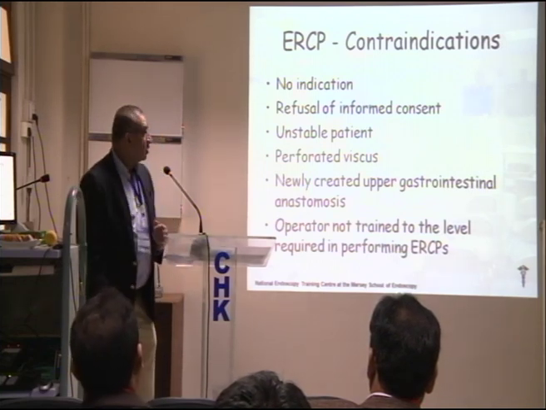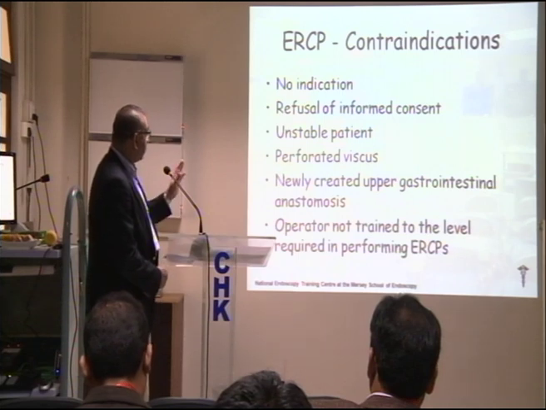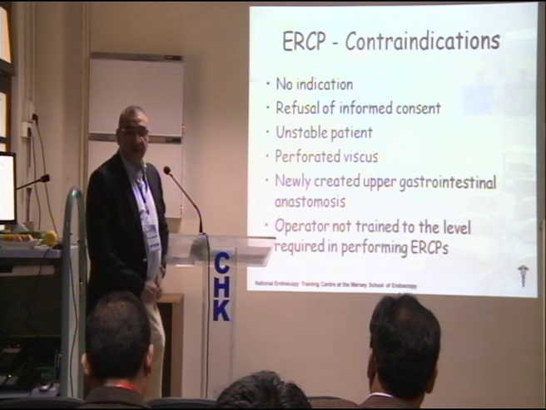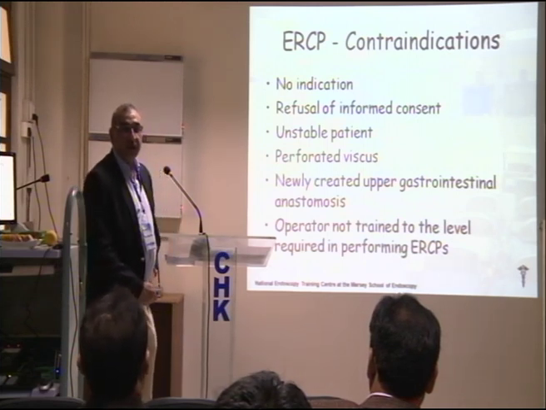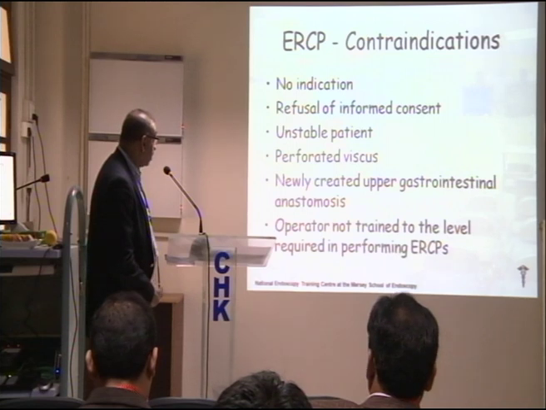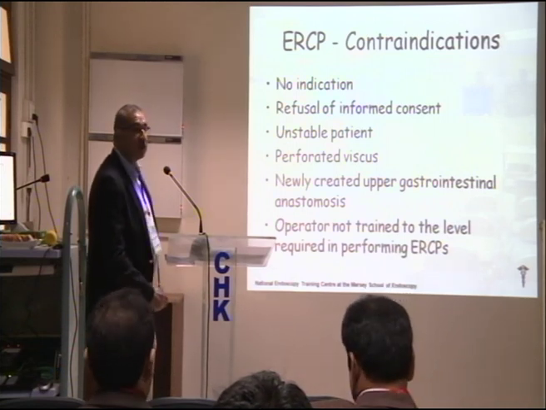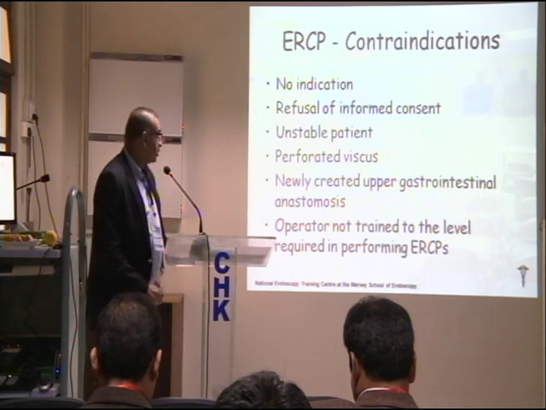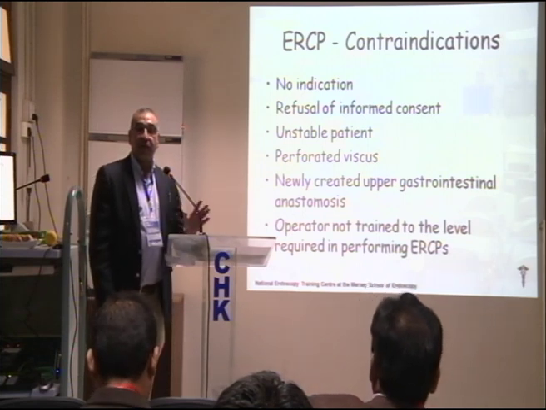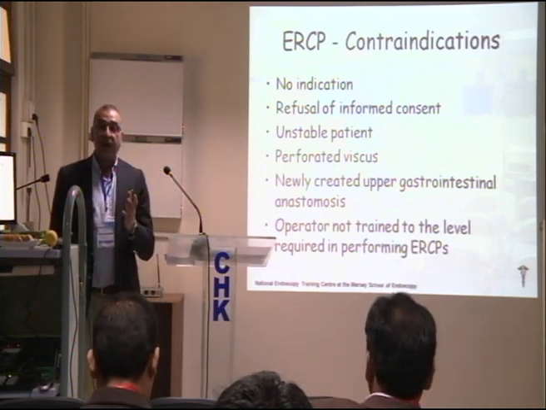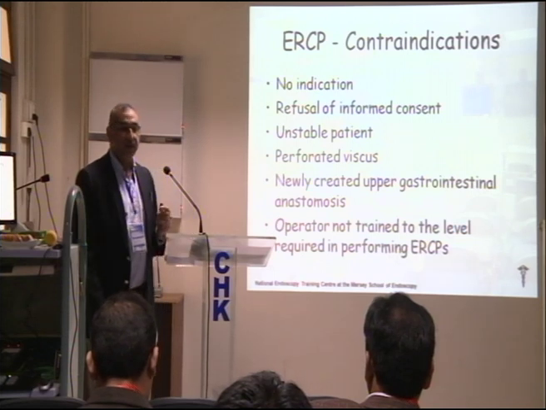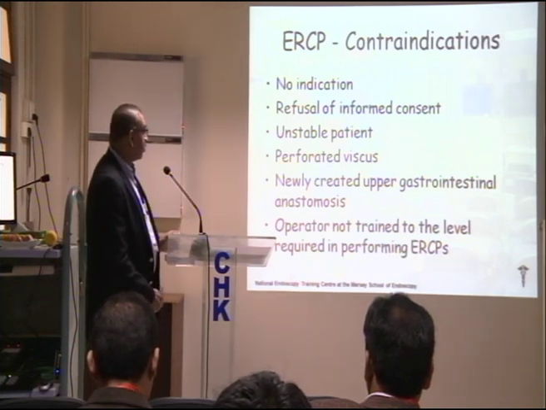Similarly for ERCP, you have to make sure that your patient is safe to be operated upon. Perforated viscus, of course, if there's any perforation anywhere, you don't mess around with passing scopes down and putting more air into the peritoneal cavity. Any recent upper GI surgery is a contraindication for ERCP. Operator not trained to the level required in performing ERCPs. If you are a bantamweight boxer, you don't go out and fight a heavyweight boxer because he'll knock you out in the first punch. So never do something which is out of your weight range.